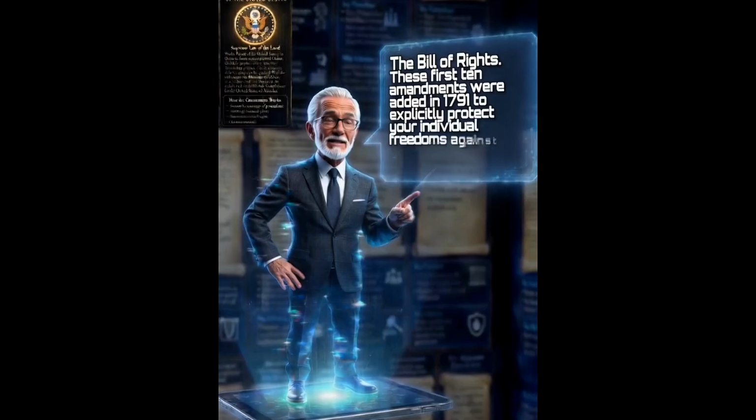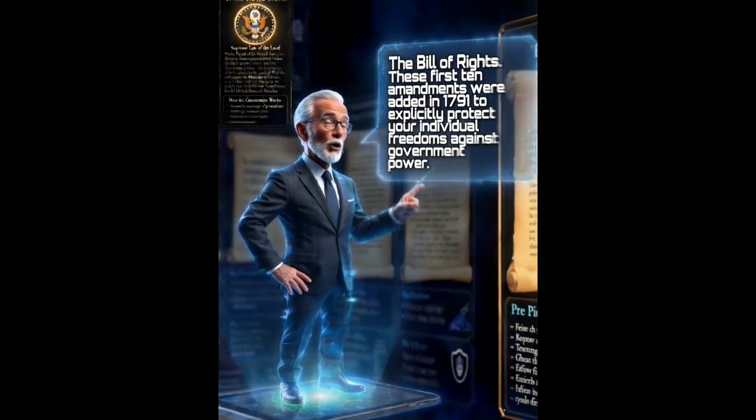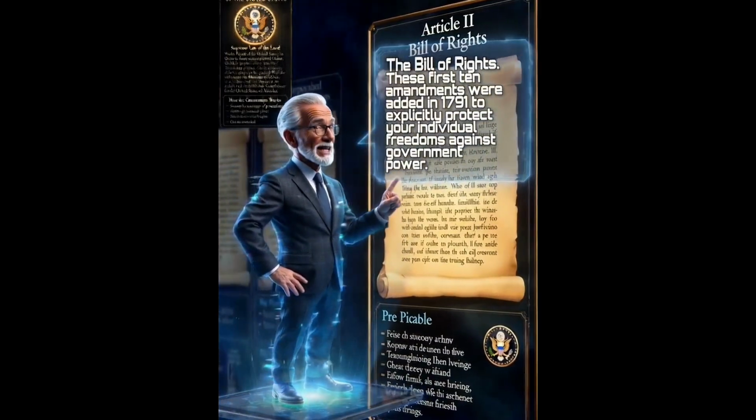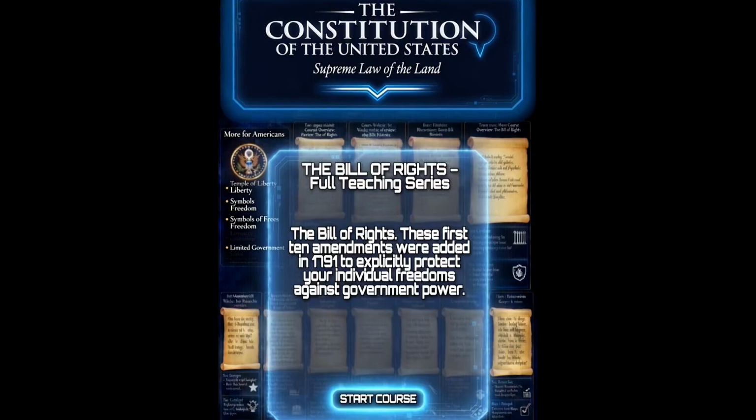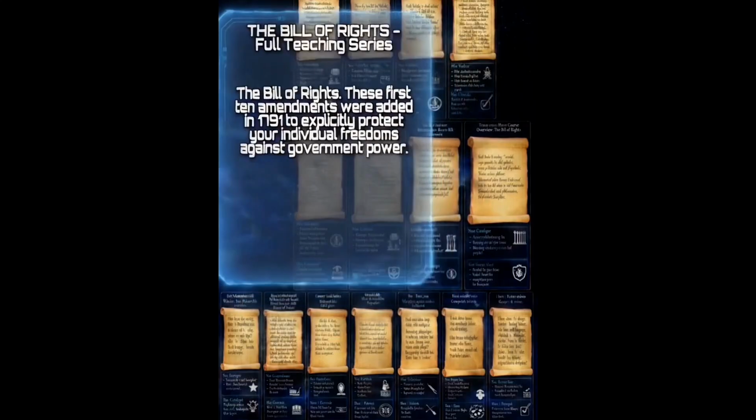Now, the Bill of Rights. These first 10 amendments were added in 1791 to explicitly protect your individual freedoms against government power. Welcome to the Bill of Rights course. Let's begin.